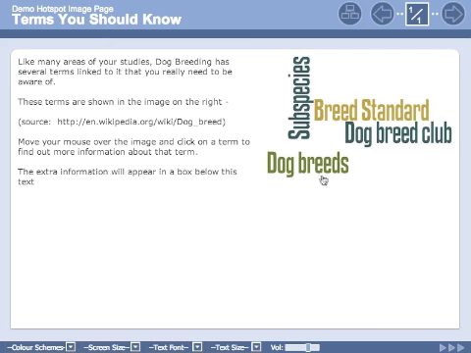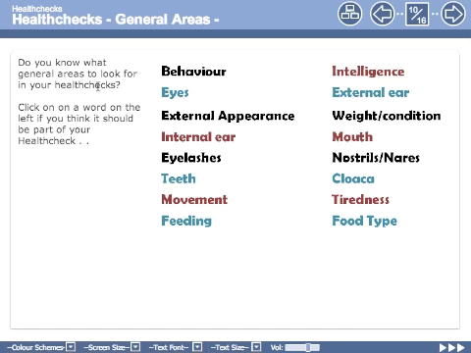In my second example, the learner is asked to reflect on their knowledge of health checks, and the hotspot page takes the form of a simple quiz in which they select an area on the health check. So it says, do you know what general areas to look at in your health checks? Click on a word on the left if you think it should be part of the health check.